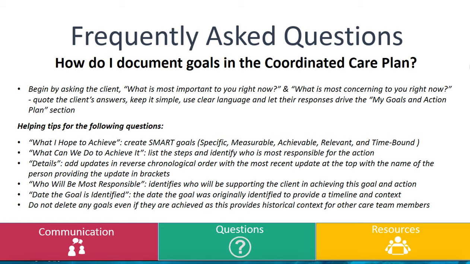We encourage you to use quotes to really capture the client's voice. You'll want to put the client's responses in the what's most important to me in my concerns section of the coordinated care plan. These responses are also helpful to guide the My Goals and Action Plan section and begin to document the steps to achieving the goals in this section. And don't forget that again, you want to use clear and simple language as previously discussed.